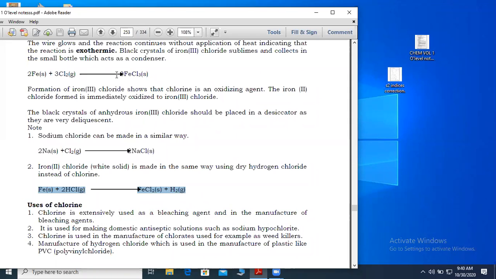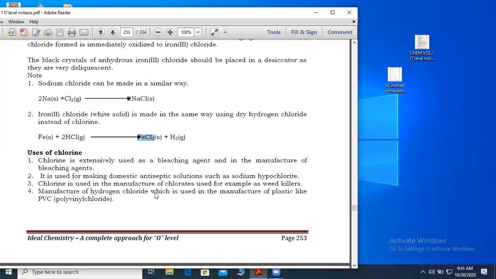In the first one, iron 3 chloride, if we ask for the observation, they are black crystals. But since we are heating, the black crystals will sublime and collect in a small bottle, which acts as a condenser. When you heat iron 3 chloride, it sublimes. It has properties of sublimation. Then if it is hydrogen chloride gas with iron, we are saying the product is iron 2 chloride and hydrogen.